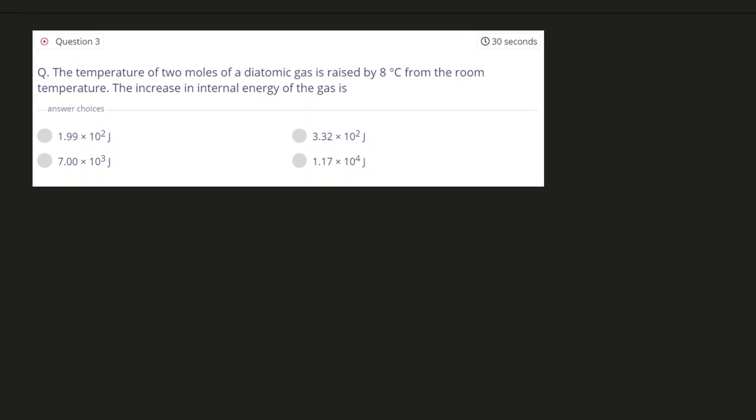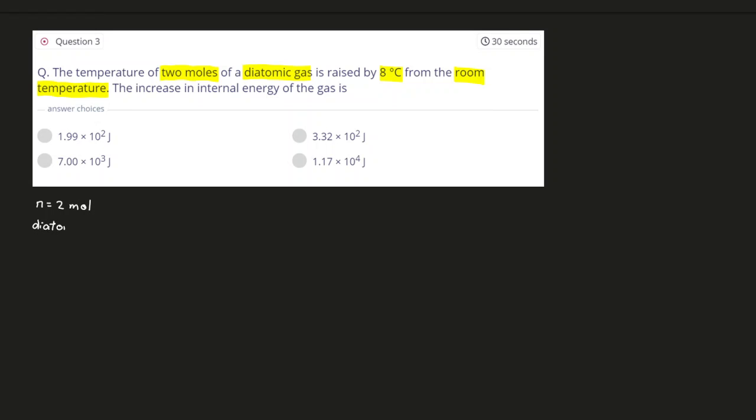Question 3. The temperature of 2 moles of diatomic gas. Okay, so a lot of information suddenly. 2 moles of diatomic gas is raised by 8 degrees Celsius from the room temperature. Okay, so let's write down what we know first. The number of moles is 2. That is a diatomic gas.